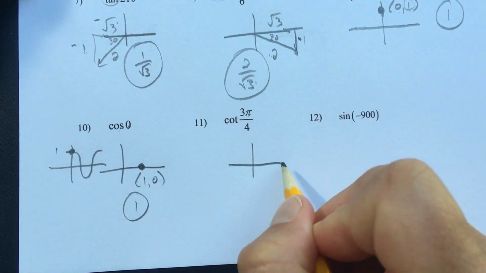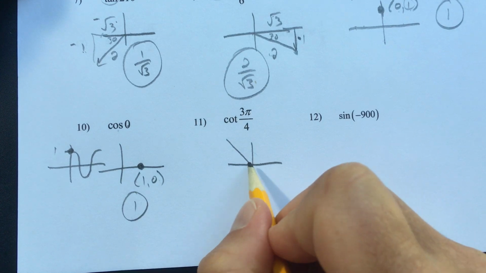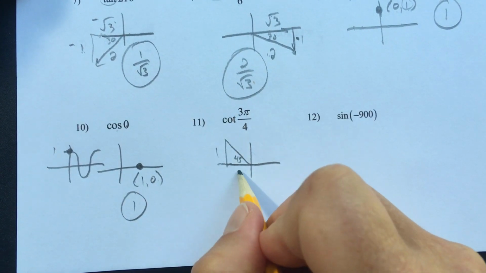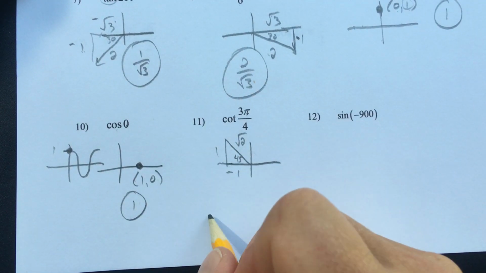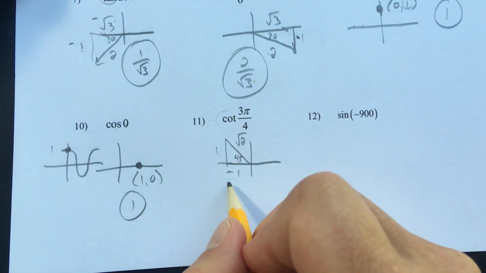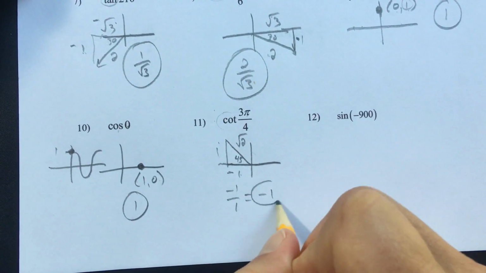3 pi over 4 puts us at 135 degrees, so it's a 45-degree reference angle. 1, 1, square root of 2. We went in the negative x, but the positive y. Cotangent, reciprocal, tangent. So instead of opposite over adjacent, this would be adjacent over opposite. Negative 1 over 1, which gives us negative 1.